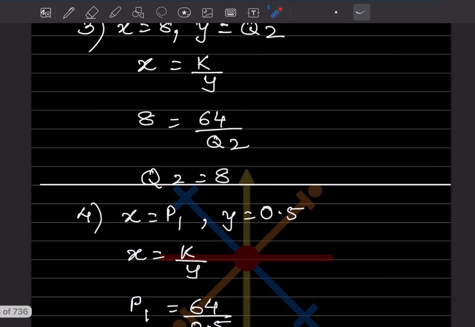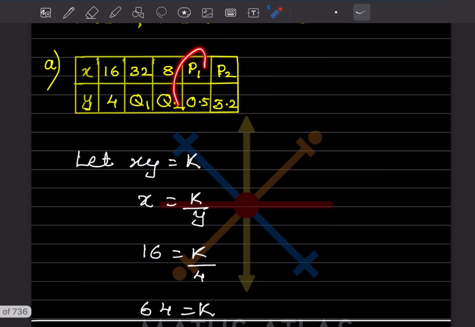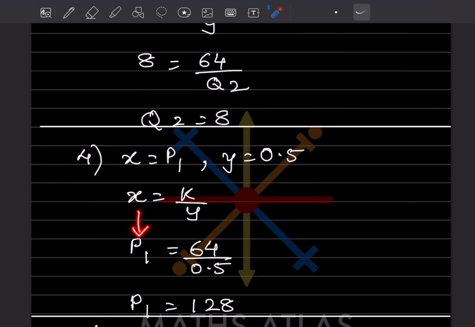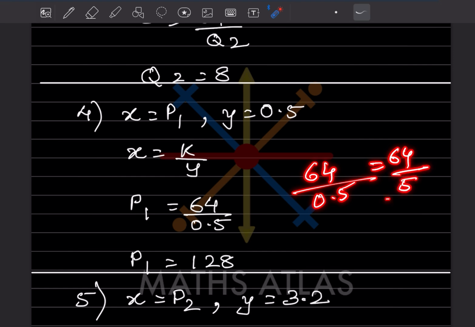Now again here, the same. The third is given as P1 and 0.5. So we will put here P1, here 64 and here will be 0.5. So what will happen here? This P1 is as it is. So when you divide this, I'll show you how to divide this one. 64 divided by 0.5, that will be 64, 0.5 we can write as 5 by 10.